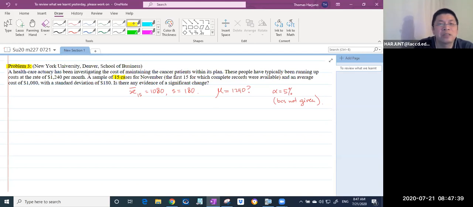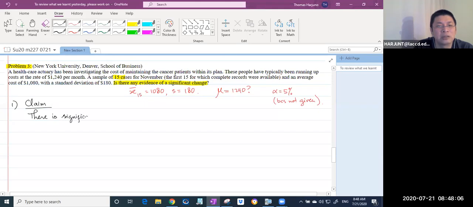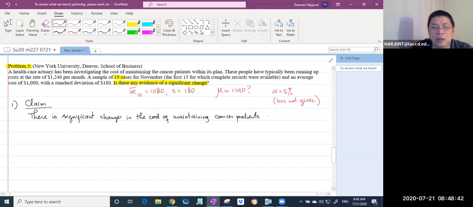Now the thing is, there's no explicit claim here, so we need to rephrase this for our claim. Claim: there is a significant change. By the way, the word significant in statistics refers to 5%. There is significant change in maintaining the cost of cancer patients within its plan.